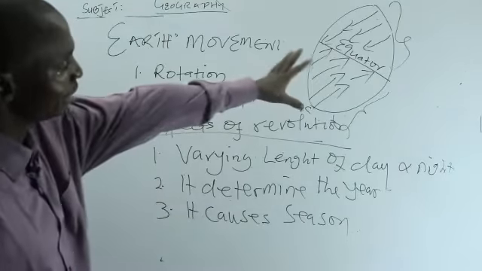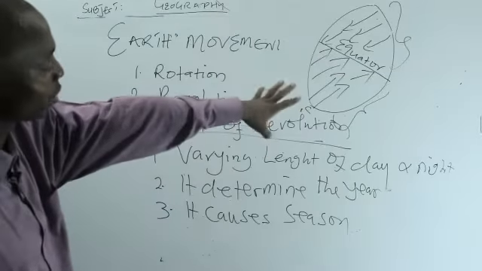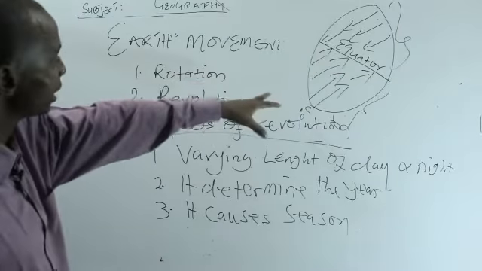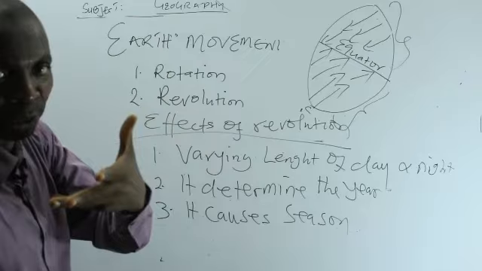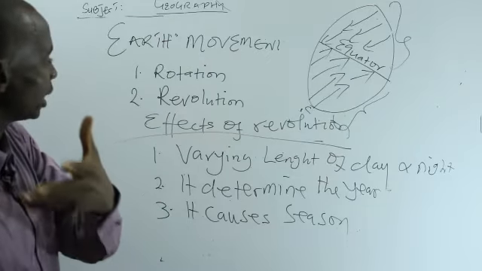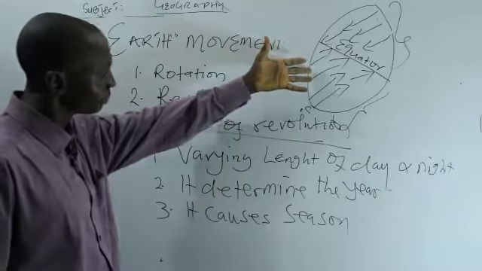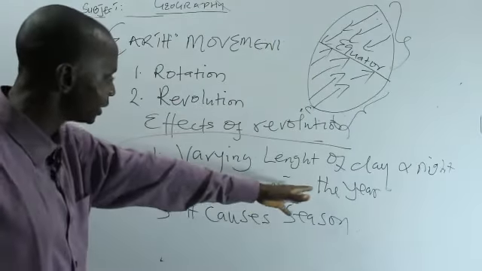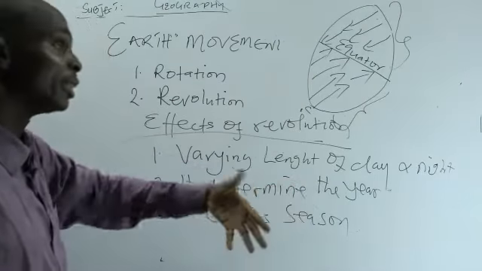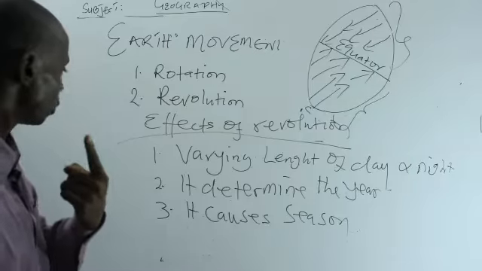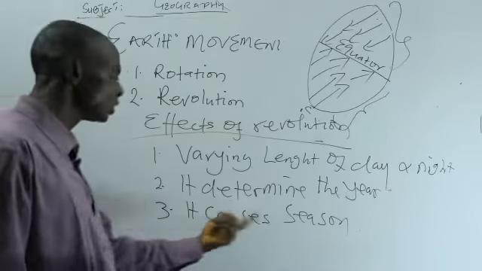We say that for the earth to complete one revolution, it takes how many days? 365 and a quarter days. Now, that same 365 and a quarter days makes what? One year. Now, it causes seasons.